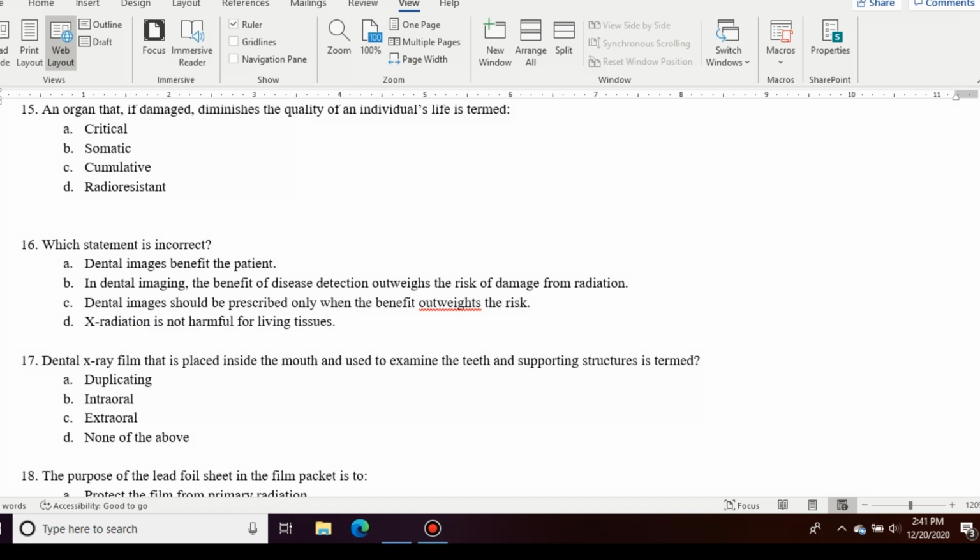Number 17, dental X-ray film that is placed inside the mouth and used to examine the teeth and supporting structures is termed A, duplicating, B, intraoral, C, extraoral, or D, none of the above. Correct answer is B, intraoral.